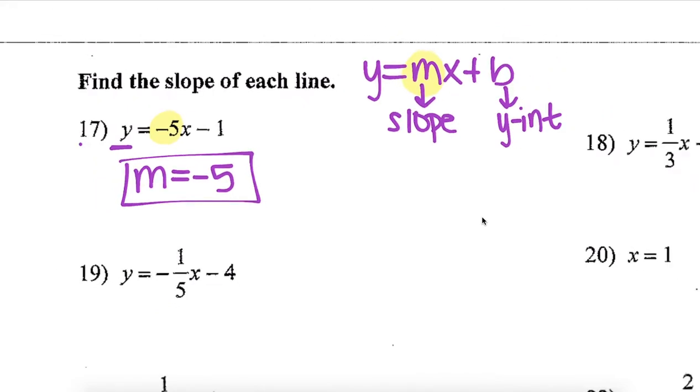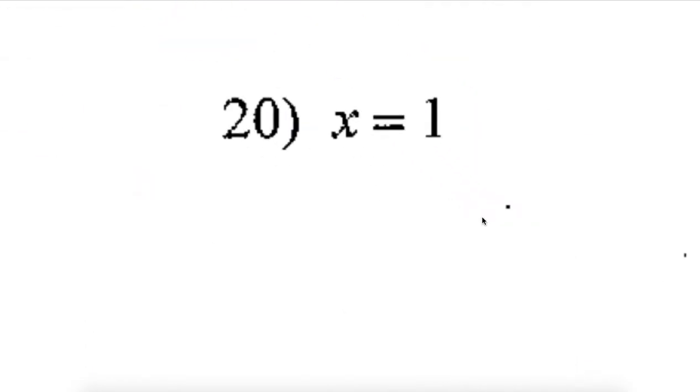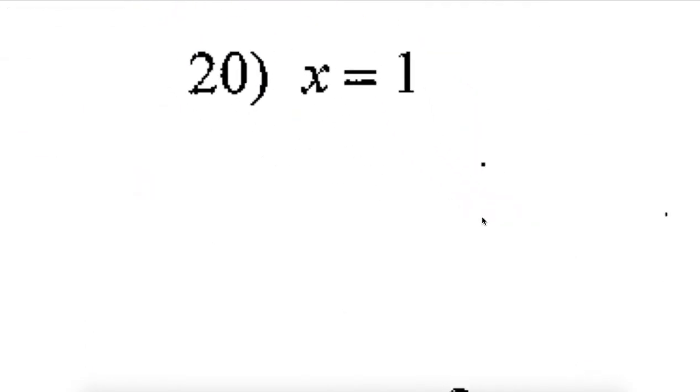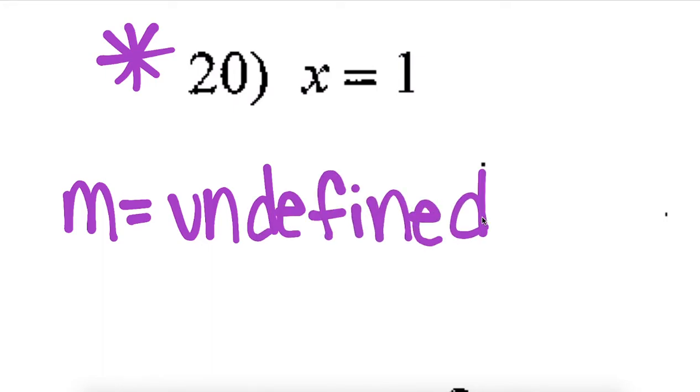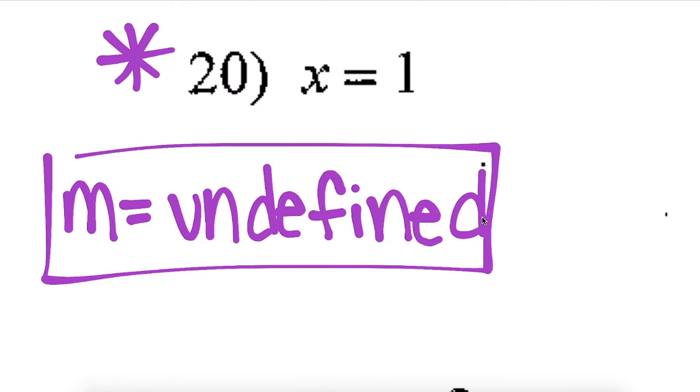There's a couple problems on this section where y is not by itself. So first, let's look at number 20. On 20, I don't have a y. Instead, I have x equals 1. 20 is our special case. When you have x equals, that is an example of an undefined slope. This will graph a vertical line. So anytime it's x equals instead of y equals, your slope is undefined.